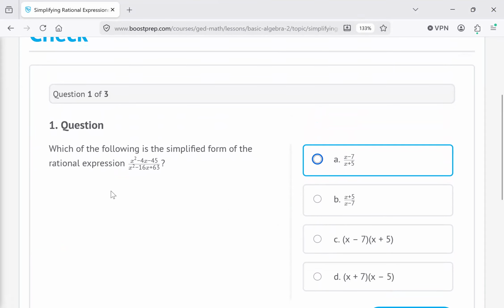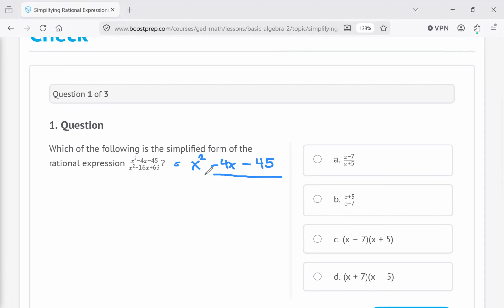Question one says, which of the following is a simplified form of the rational expression? So they want you to simplify this rational expression. Basically you have to factor and cancel. Let me rewrite this. We have on the numerator x squared minus 4x minus 45, and at the bottom you have x squared minus 16x plus 63.